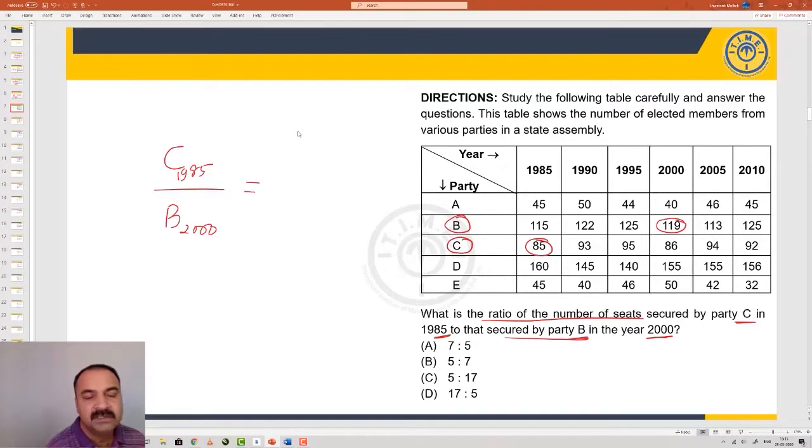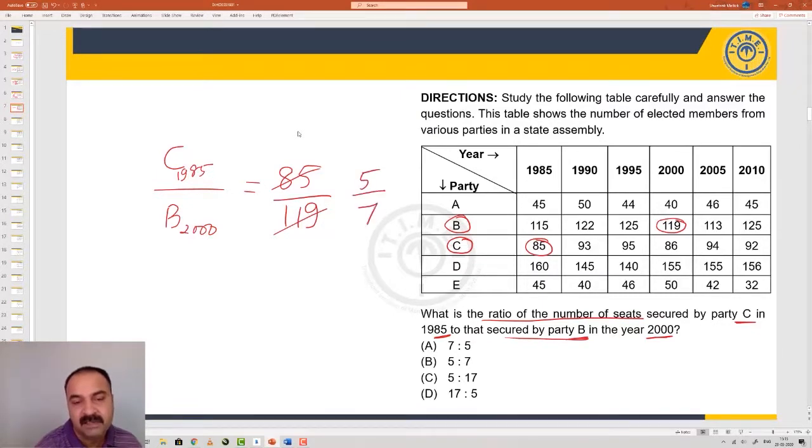The ratio of the seats, that is as simple as the question can get. So you have 85, which has to be divided by 119, and because it's a ratio, we will finally leave it at the simplest format. As we can easily see, this is a multiple of 17. So 17 5s are 85 and 17 7s are 119, and therefore the correct answer is 5:7.